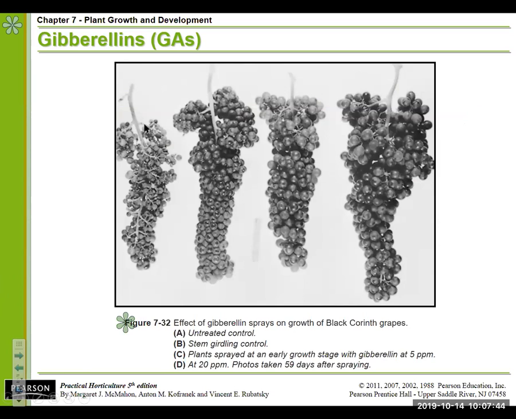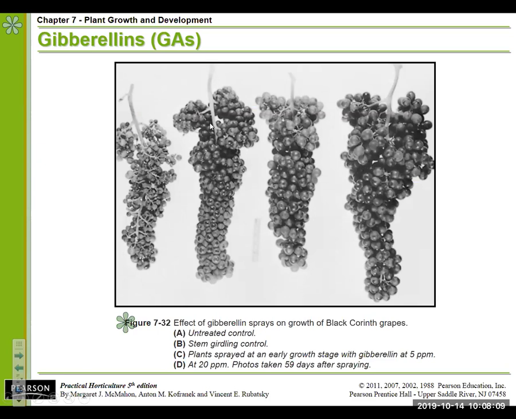Here's the example I was talking about in the grape example. On the left, we've got an untreated cluster of grapes, and on the two on the far right here, we're looking at them being sprayed with different levels of gibberellins. That's causing the tissues to continue to expand and the grapes to grow larger.